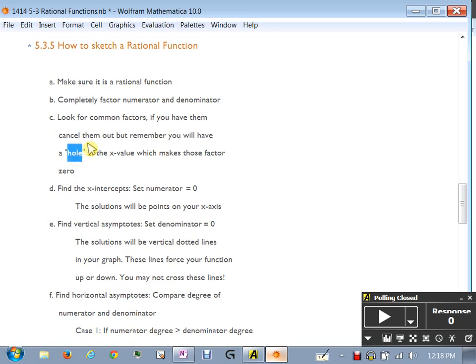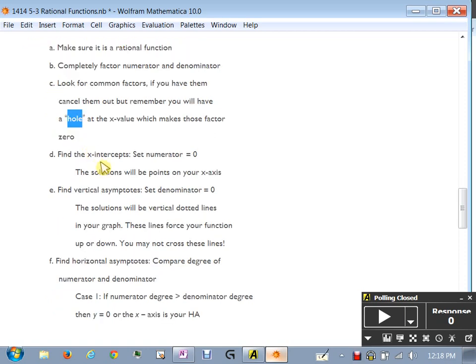The next thing after we figure that out is to find the x-intercepts. To find the x-intercepts of a rational function, you simply set the numerator equal to 0. That's all you have to do. Solve it. Whatever your answers are, those are points on your x-axis.